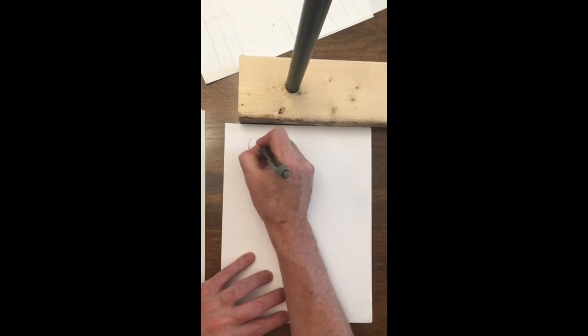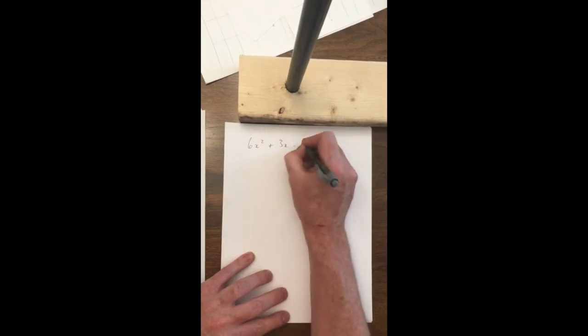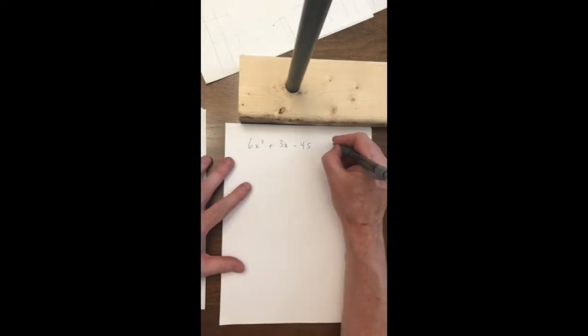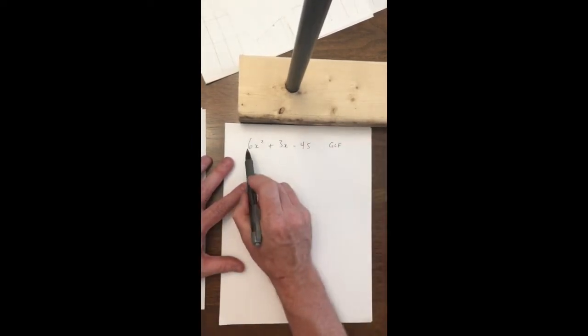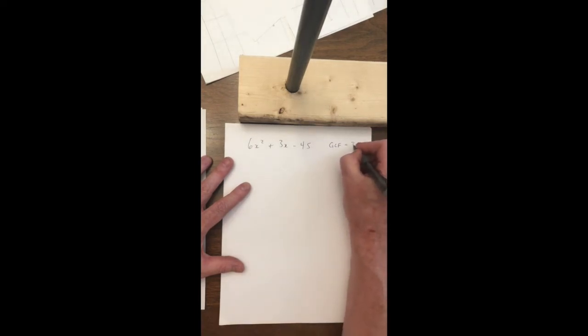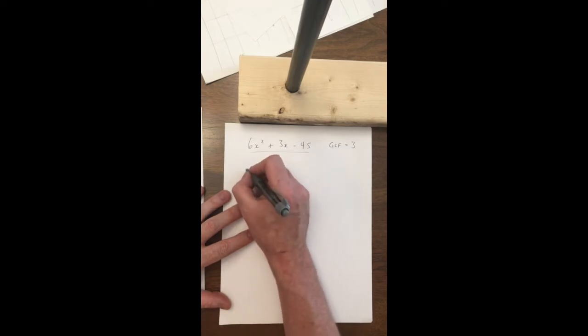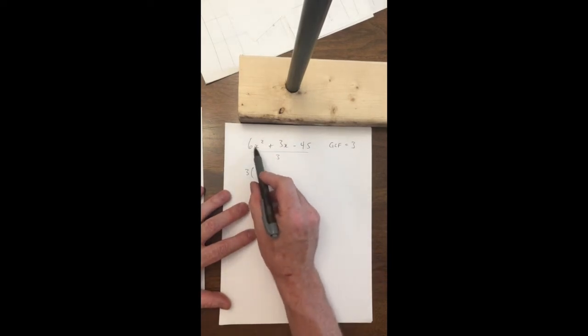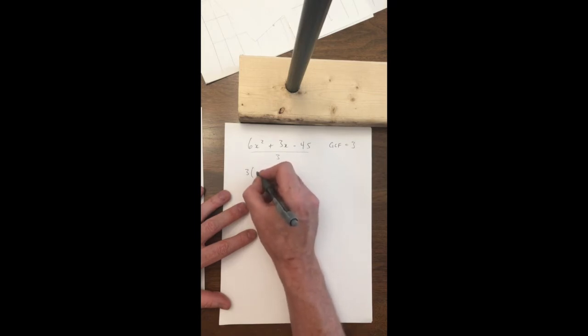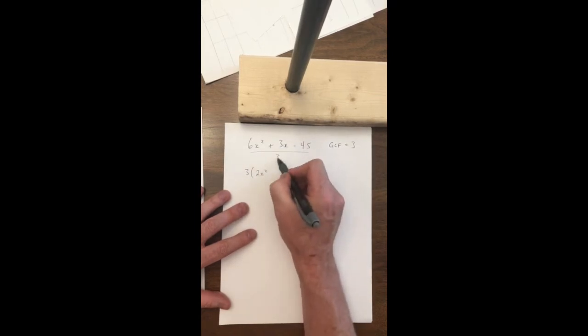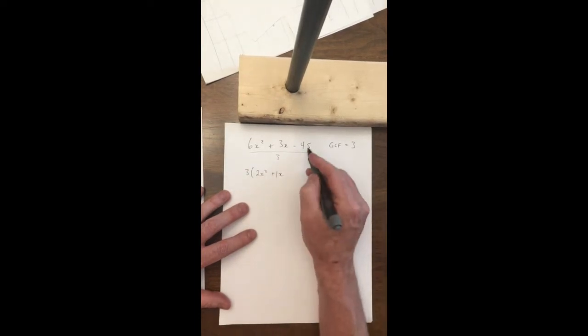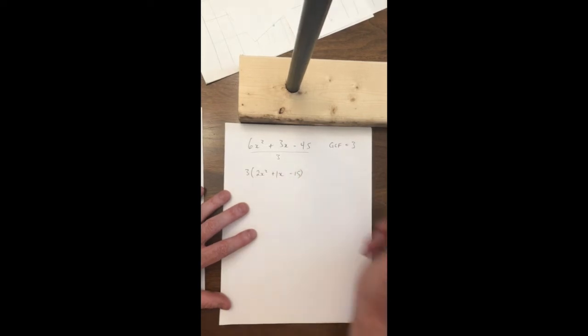So 6x squared plus 3x minus 45. According to our flow chart, greatest common factor first, and we actually can pull out a greatest common factor here. Out of these three terms, I believe we can pull a 3 out of each. So if I divide this up by 3, I get 6x squared divided by 3 is 2x squared. 3x divided by 3 is plus x, or plus 1x. And negative 45 divided by 3 is negative 15.